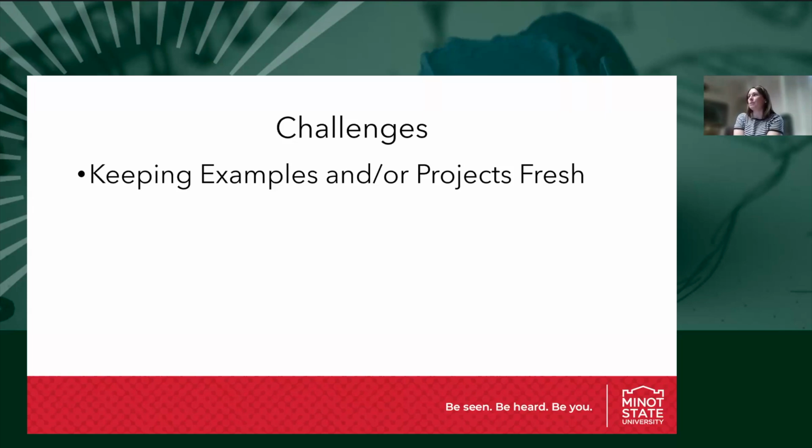One is keeping examples or projects fresh. We have a pretty small department here at Minot State, and so we teach a variety of classes, and we see students more than once on most occasions. And so keeping examples that we use in our classroom fresh, not repeating them too much, although it does happen from time to time. And then keeping our projects new, exciting, interesting, maybe timely. So using actual examples of things that are happening in the real world for our projects can be a challenge just because it's very time consuming.